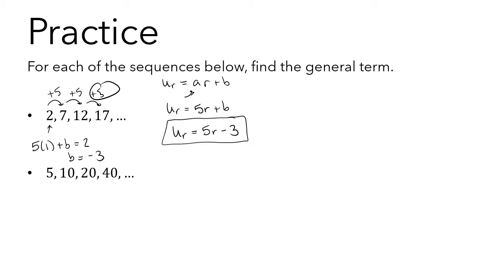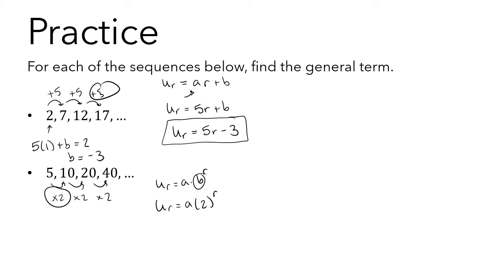Now the other type of sequence you're going to see is whenever you're multiplying by a constant each time. So this time we're multiplying by 2. If it's multiplying or dividing, because dividing is just like multiplying, it's going to be of this form: u_r equals a times b to the r power. We've got an exponential. So b is going to be whatever we're multiplying by. So in this case, u_r equals a times 2 to the r.